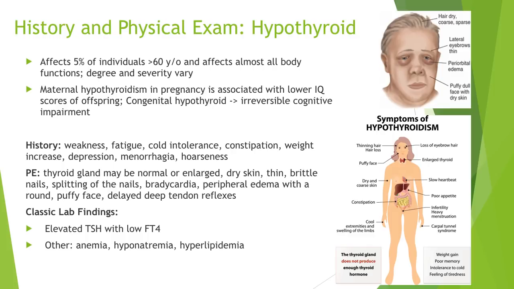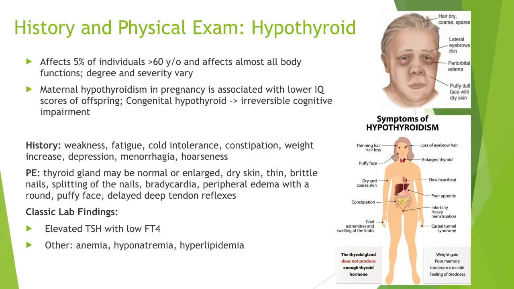When we do our physical exam and our history taking, we'll notice that these patients generally are known as slow and cold. So they tend to have weakness, fatigue, and cold intolerance, and their bowel movements tend to be slower and more constipated. They can have weight gain and depression, and when we do a physical exam, we'll notice that the gland can be normal in presentation or it can be enlarged.